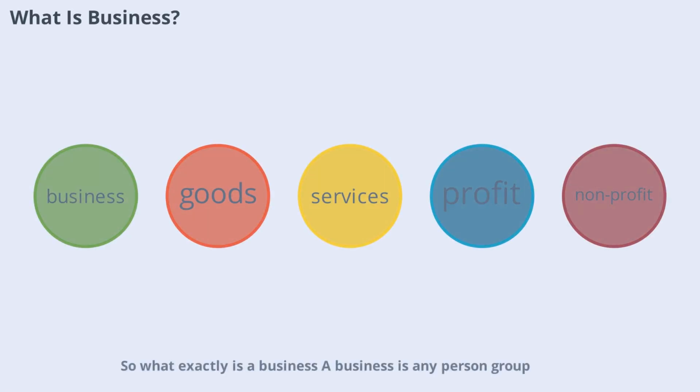So what exactly is a business? A business is any person, group, or entity that provides goods or services to meet consumer needs. Goods are physical items like cars or televisions, while services are intangible, such as haircuts or music lessons. The line between goods and services can sometimes blur, but the key difference is that services satisfy needs without providing a material object. Most businesses aim to make a profit, the money left after paying all expenses. But some, like nonprofits, exist solely to serve the community rather than earn a profit.